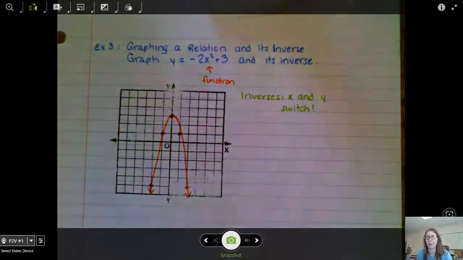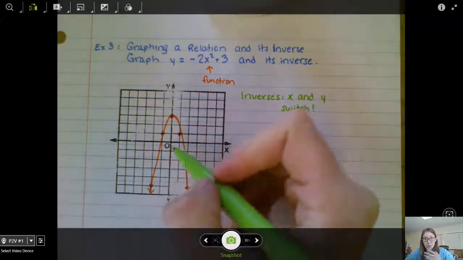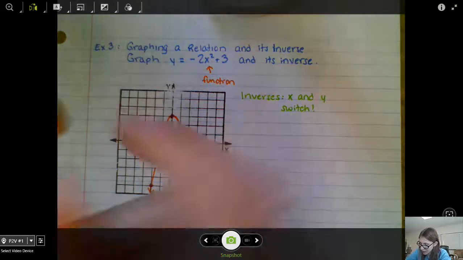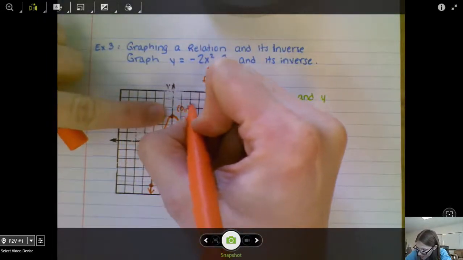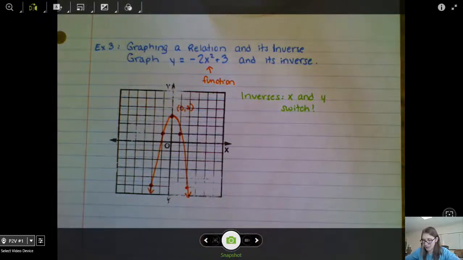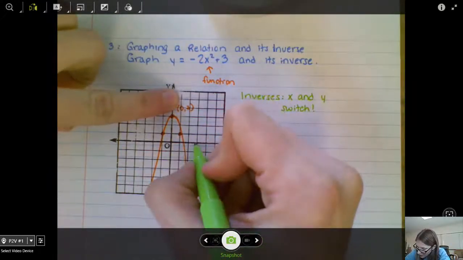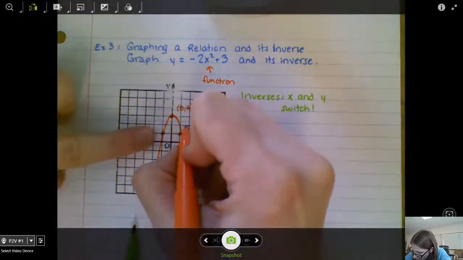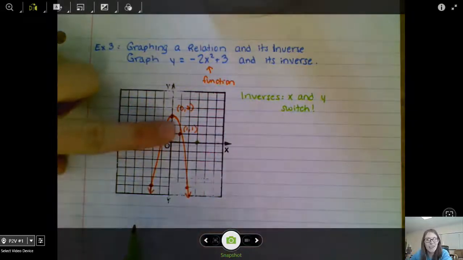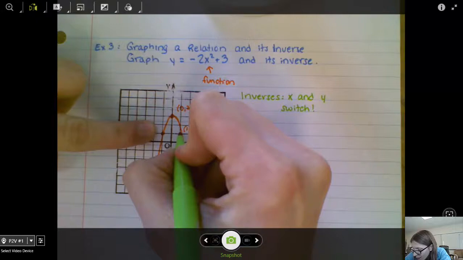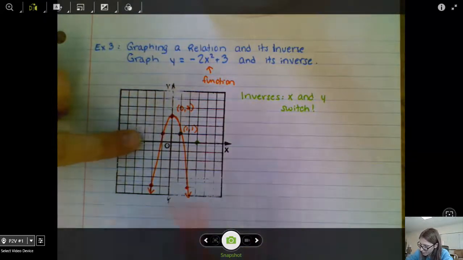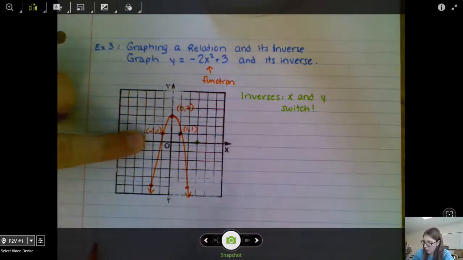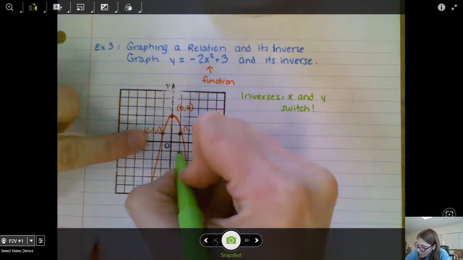So the easiest way to graph my inverse, if I know my original, is to switch my x and my y values around. So this point here was 0, 3. The point 3, 0 is on my inverse. Okay. This point was 1, 1. If I switch my x and my y around, it stays 1, 1. So this is on my inverse as well. My point right here was negative 1, 1. Switch my x and my y value around, I get 1, negative 1.